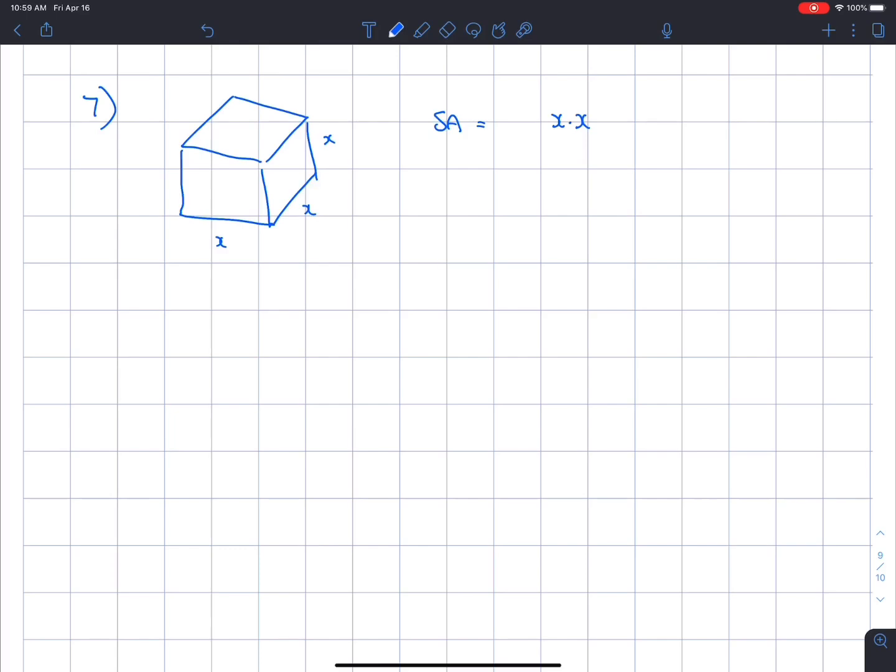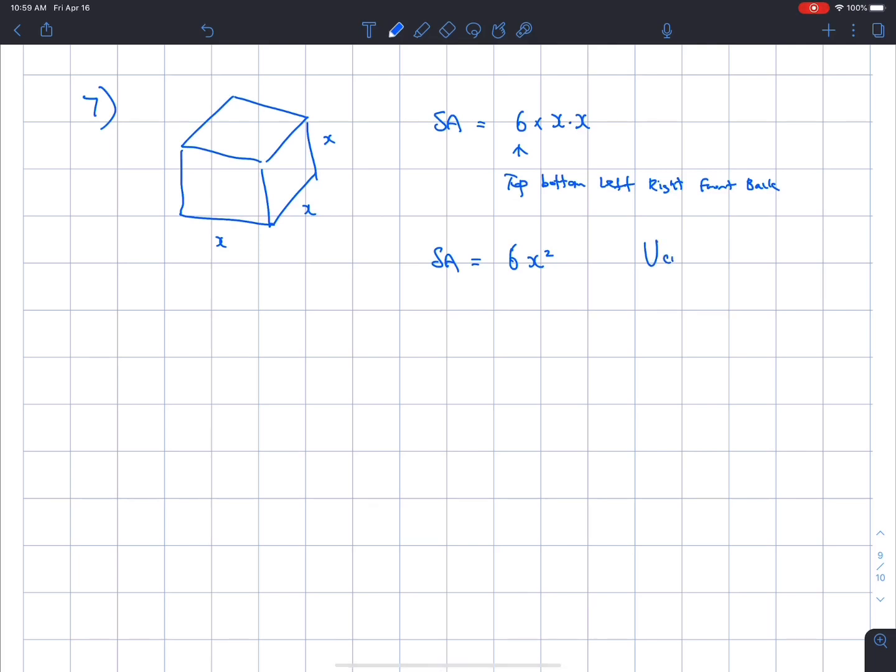And because we have 6 faces in total, we have top, bottom, left, right, front, back. That's why we have 6 faces. And in a cube, the area of each face is the same. So this is why we times it by 6. So we can say that the surface area is really just 6x squared of a cube.